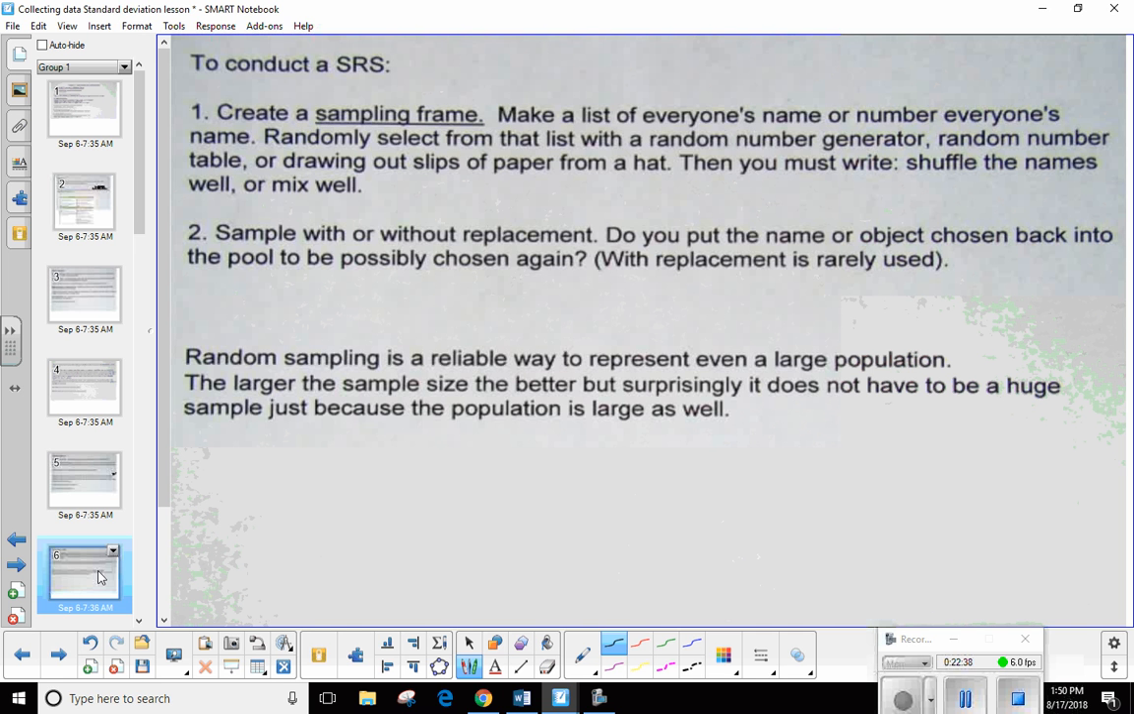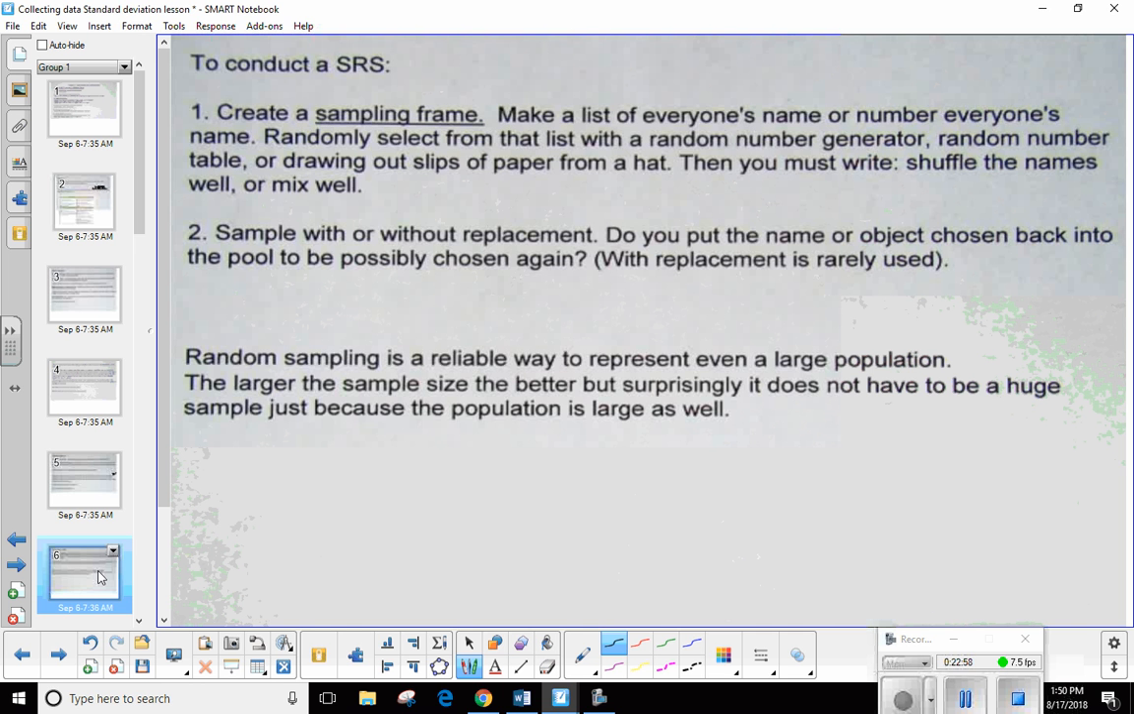To conduct an SRS, create a sampling frame, make a list of everyone's name or number everyone's name, then randomly select from that list with a random number generator. And I can show you how to do this on your calculator. It's one of the items coming up. I'm not sure when, but it definitely will. Then you can shuffle the names. Go ahead and choose those.